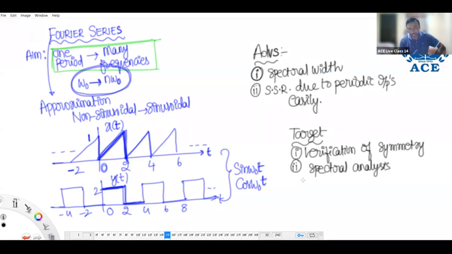The last concept is properties of Fourier series. Till I complete this chapter, everyone remember this, only this point. What is the target in Fourier series? Take a single period, generate multiple frequencies, convert omega naught to n omega naught.